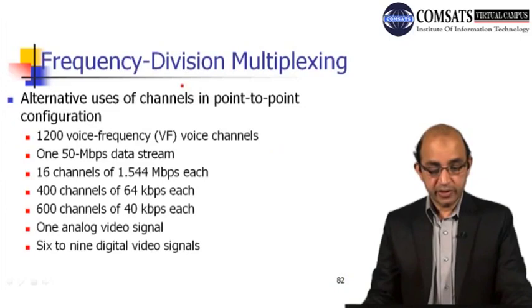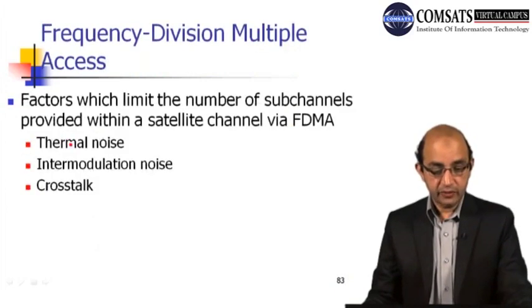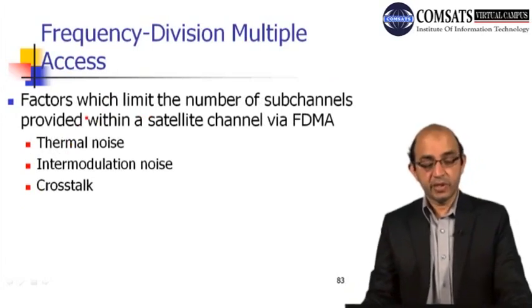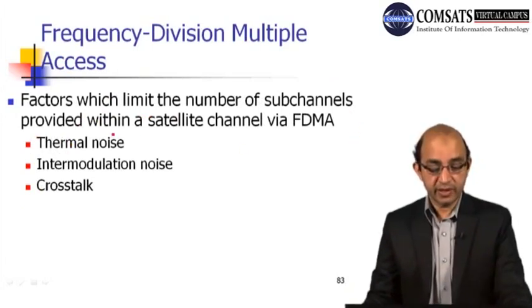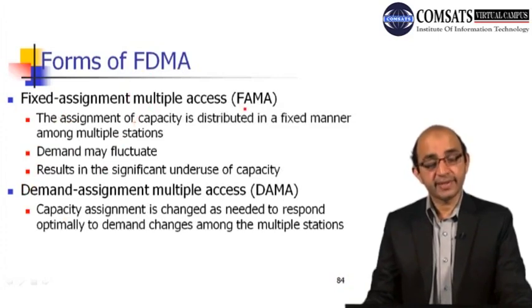Okay, so frequency division multiplexing. Of course, we know the alternate use of channels in point-to-point configurations. Then frequency division multiple access, FDMA. The factors that limit the number of subchannels provided within a satellite channel via FDMA are thermal noise, intermodulation noise, and crosstalk.